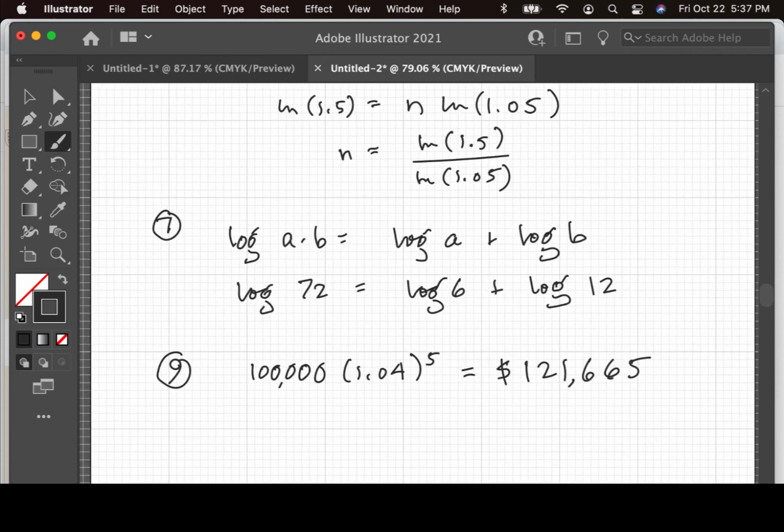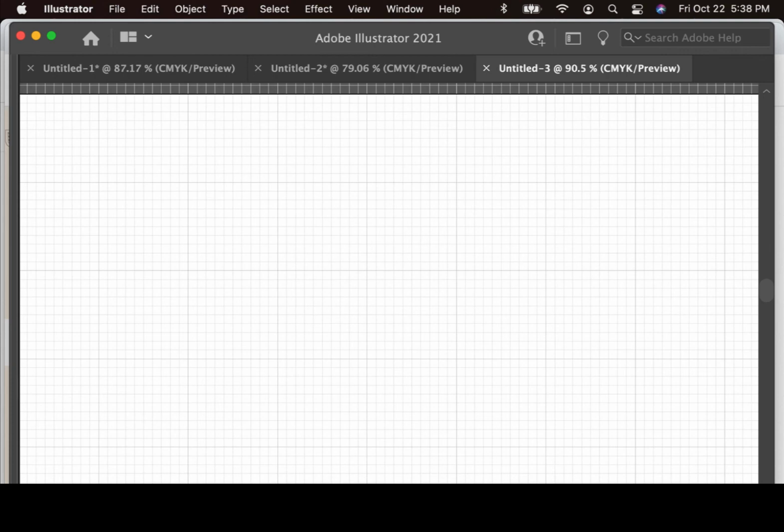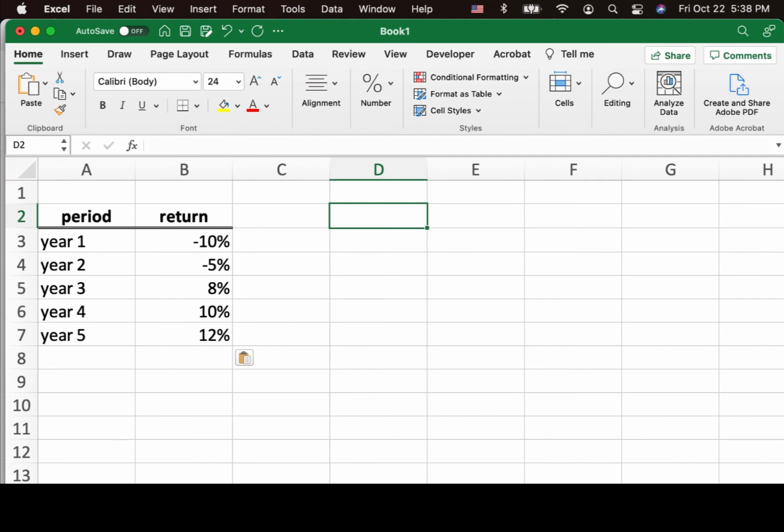Now, let's try a couple of different ways to look at this compound annual growth rate issue. One kind of compound annual growth rate problem you can think of as what happens if you're given a couple of years worth of irregular returns. In this case, we lose 10%, then we lose 5%, then we gain 8%, then we gain 10%, and then in the last year we get a 12% return. So what is our overall result over the course of the 5 years?